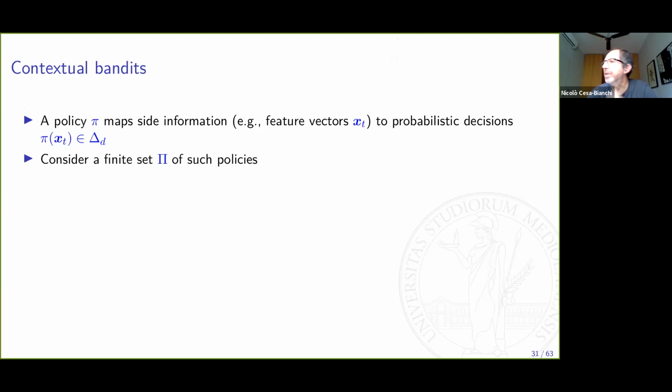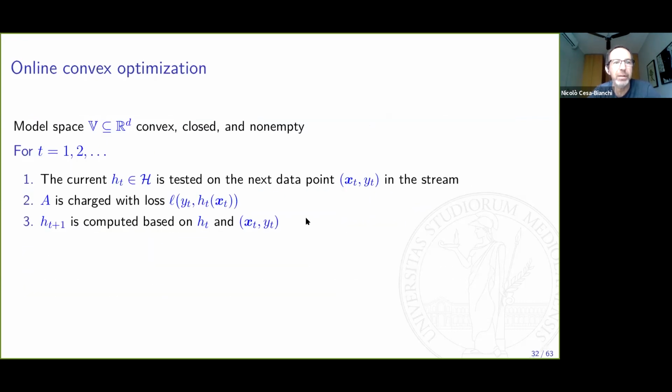That's an excellent question, and I will come back to that, because the analysis I showed you is a special case of a more general analysis. The more general analysis has to do with the general online convex optimization setting, which I'm going to talk about now.